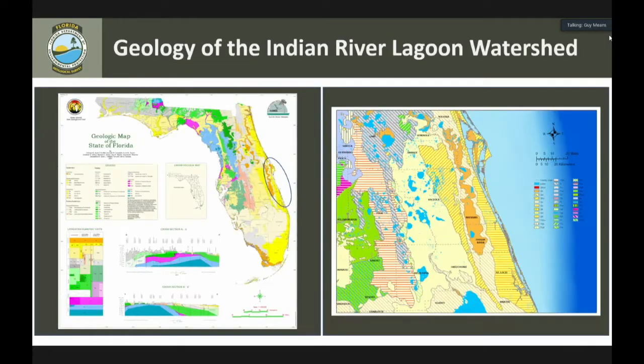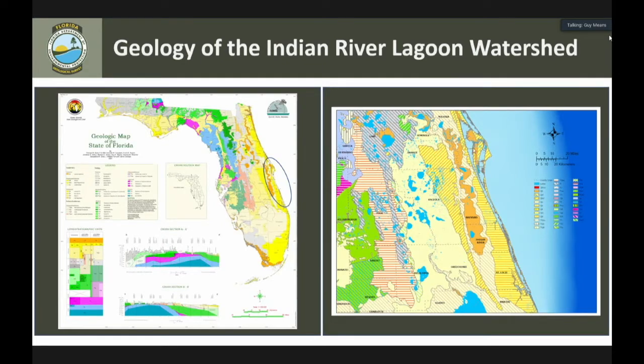So let's talk a little bit about the underlying geology. As I noted earlier, the Big Bend portion of the state, this is where most of the oldest limestone units are exposed at the surface. And as you might imagine, the older the limestone is, the longer it has had to undergo this process that we call dissolution, which enhances the porosity and makes for many, many more karst features than in areas like the Indian River Lagoon watershed. The superficial sediments here are very young. However, they are still comprised of limestone.